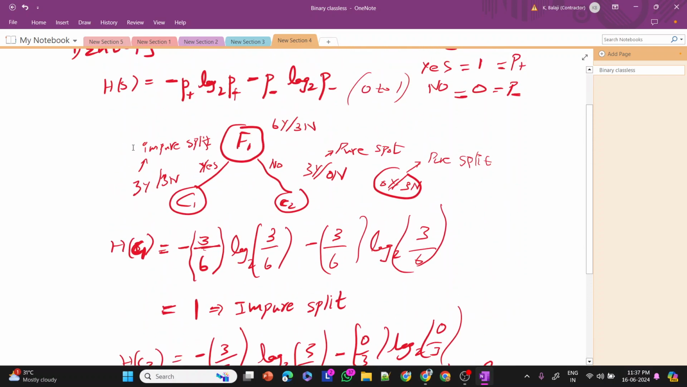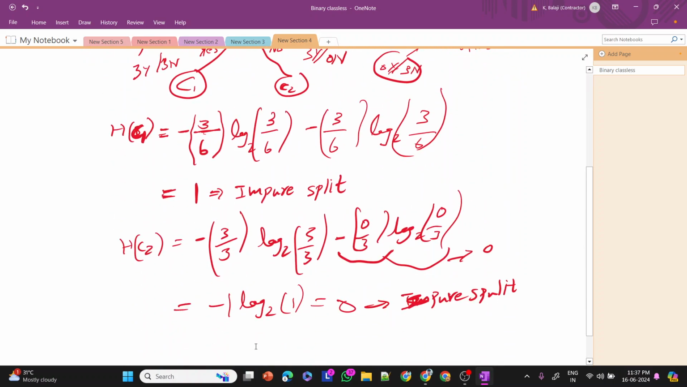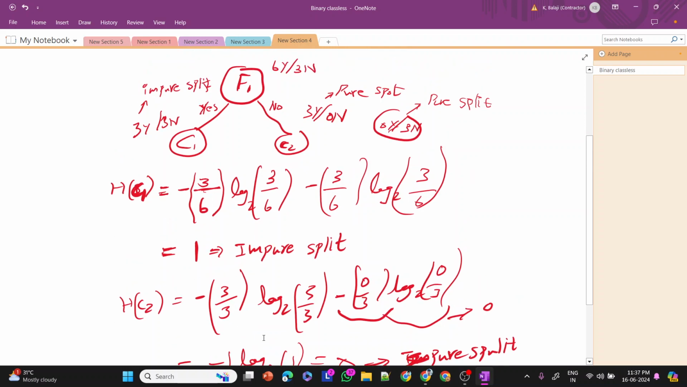By applying entropy, we can compute whether we need to split the node or data further or not.